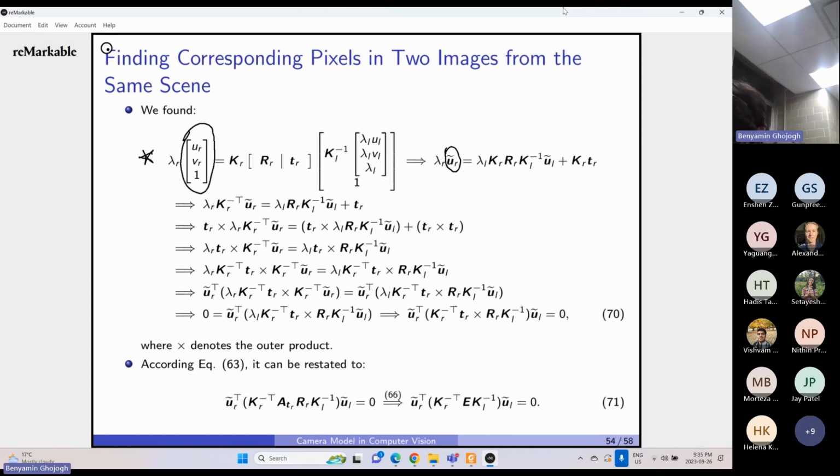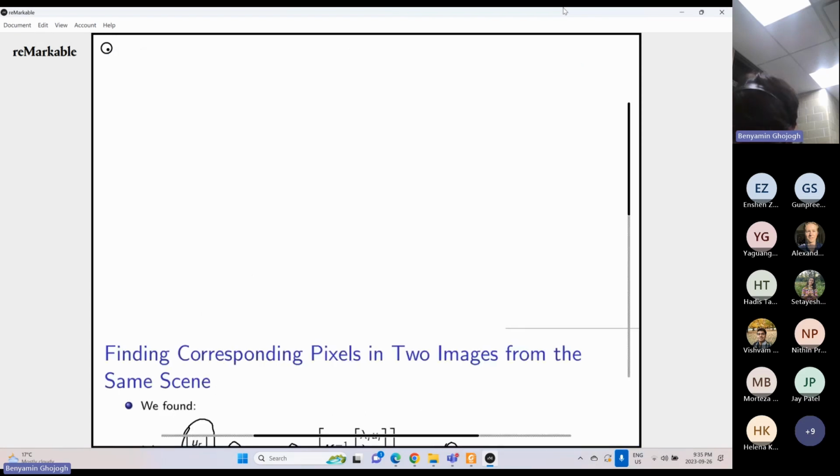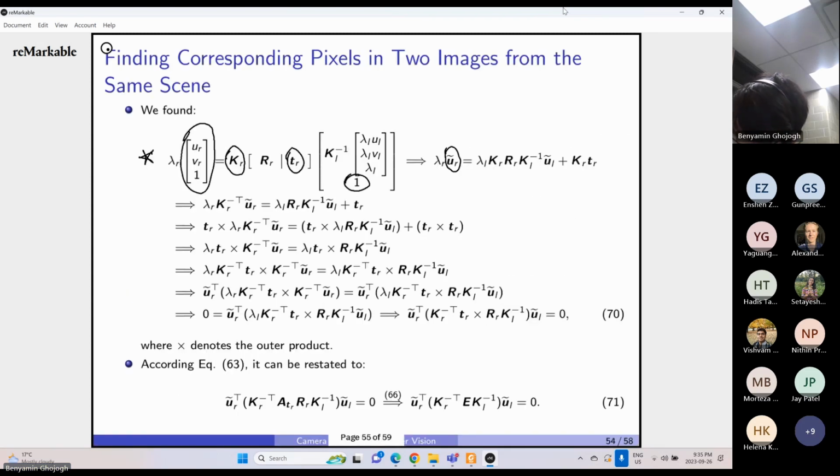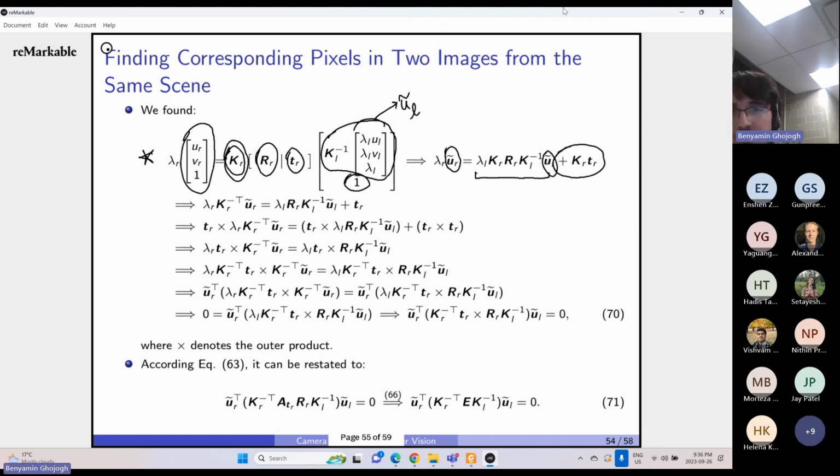What about the rest of the terms? We know that KR, TR is multiplied by 1. So I have plus KR, TR. Also, I know that KR, RR is multiplied by this. So it becomes like this. And you know that this part is just UL tilde here, right?